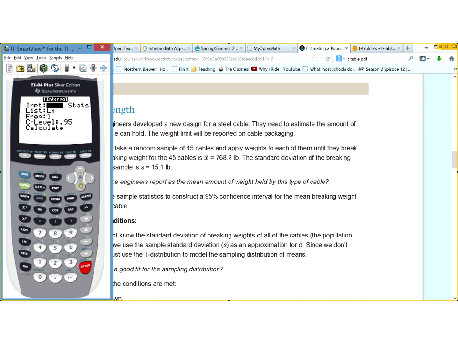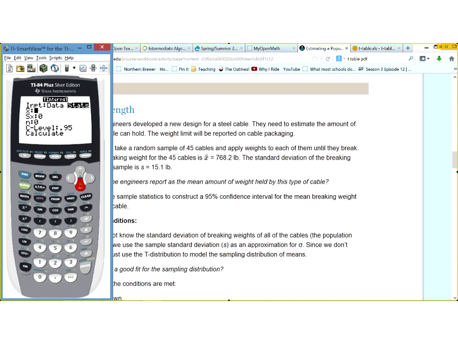Now, this is a little different than what we saw with proportions. The first question asks whether we want to do our input as data or statistics. Data would be if we had the breaking weights for all 45 of the cables in a list. We don't. We have the summary statistics for the sample. So I go over to stats and I hit enter. And now I get a different slate of choices. But those are all things I have.